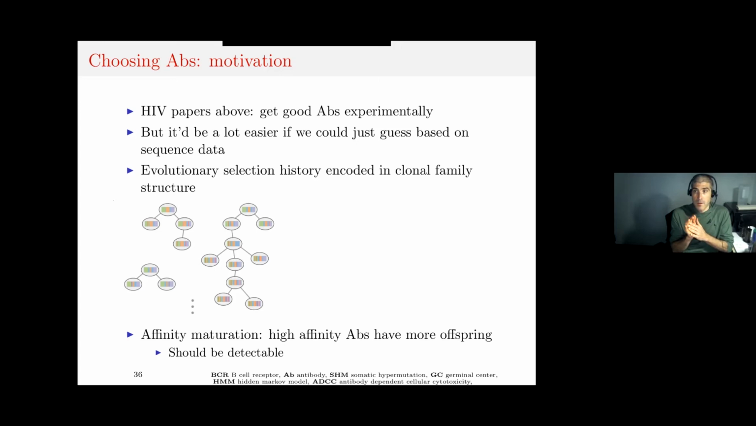The basic handle that we would want to use here for predicting which of these antibodies are high affinity is the evolutionary selection information. Affinity maturation is this process where evolution applies selection to increase the affinity of the antibodies, and that should leave traces that we can extract from the inferred lineages in the final product.